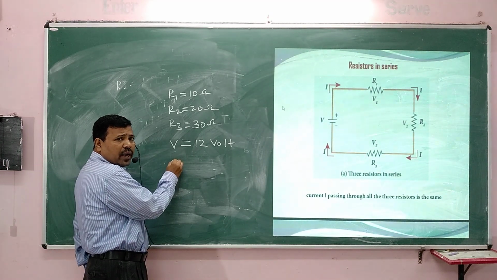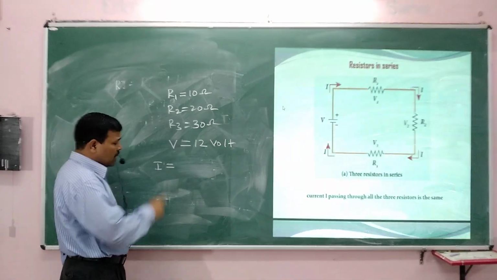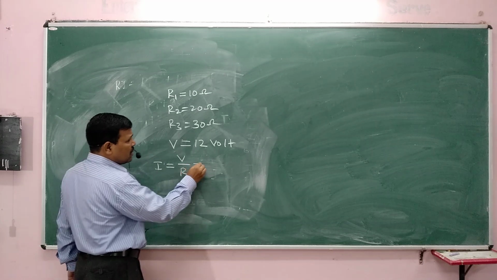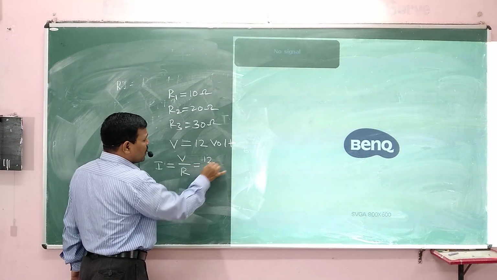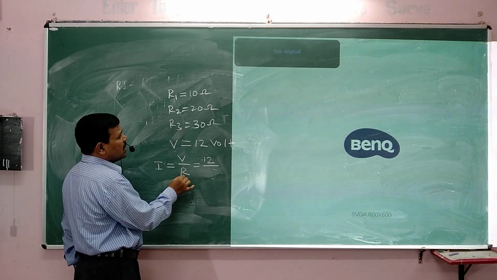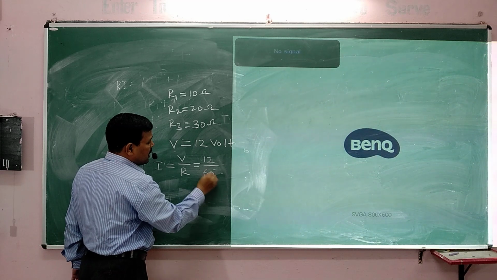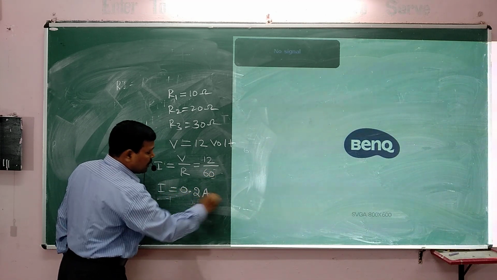First you need to calculate current. Current is equal to total voltage by total resistance. Total voltage is 12 volt. Total resistance is 30 plus 20 plus 10, 60. So I is equal to 0.2.